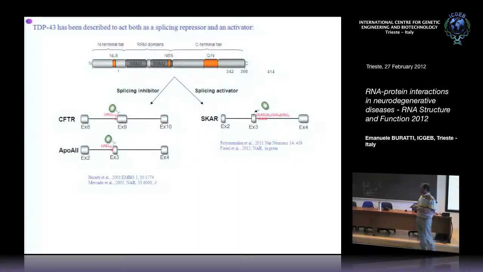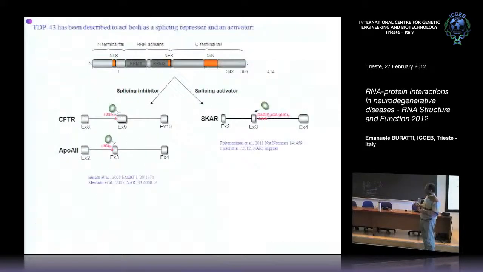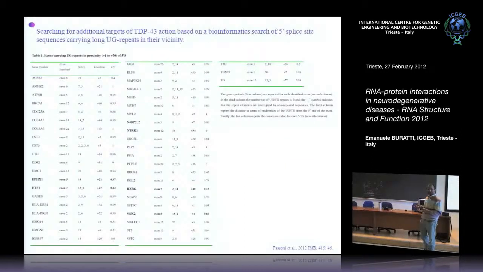So in parallel with the studies on autoregulation, what we did was to test if the presence of UG repeats near the 5' splice site, and therefore TDP43 binding there, was actually capable of affecting splicing. We therefore did a bioinformatic analysis to search for all the genes that had UG repeats very near to the 5' splice site, and we tested if there were any changes in the recognition of the exons that carried UG repeats near the 5' splice site when we removed TDP43 from the cells.